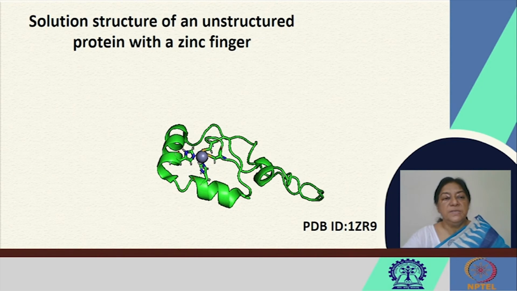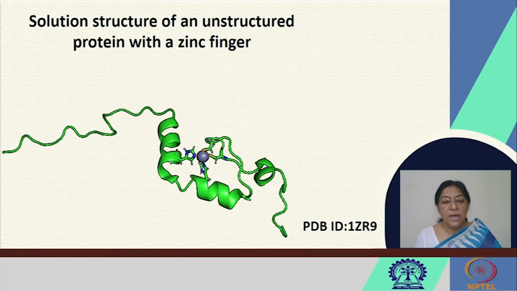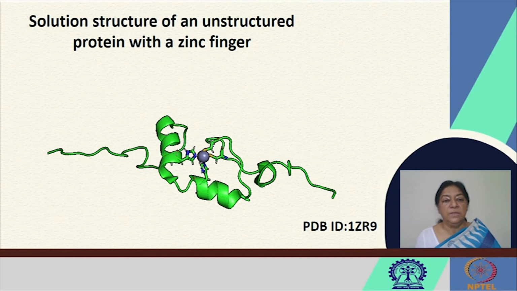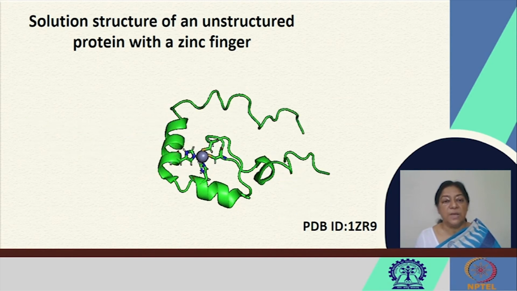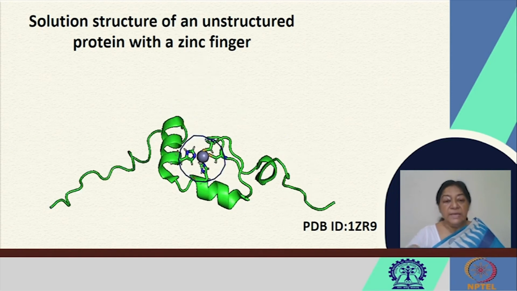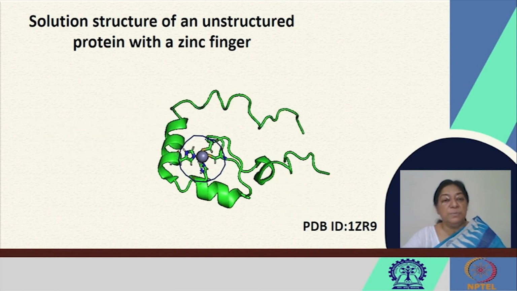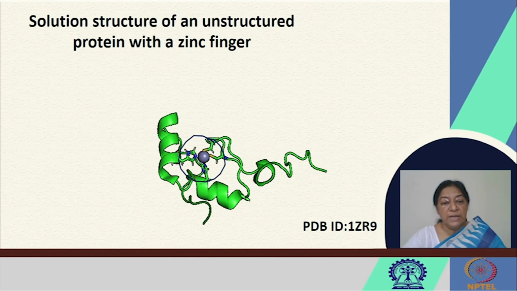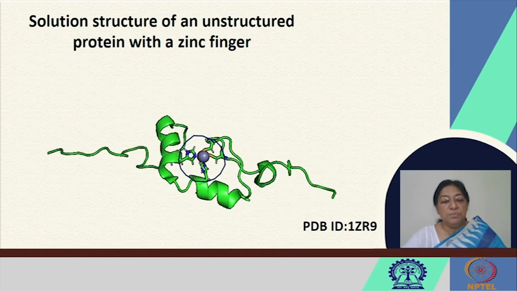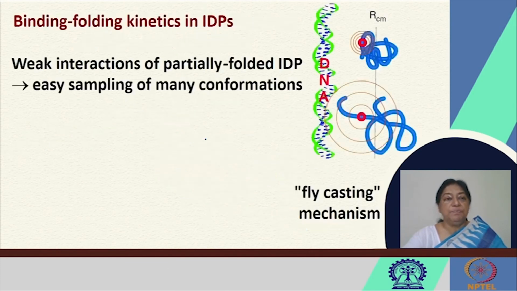What we see here is the solution structure of the unstructured protein with a zinc finger. As we see the flexible regions that are moving around in the way that they could interact with other target receptors, the zinc binding site, on the other hand, is coordinated with the specific residues that belong to secondary structural elements. So the fact that this part is rigid compared to the rest of the protein is important in its structure function relationships.